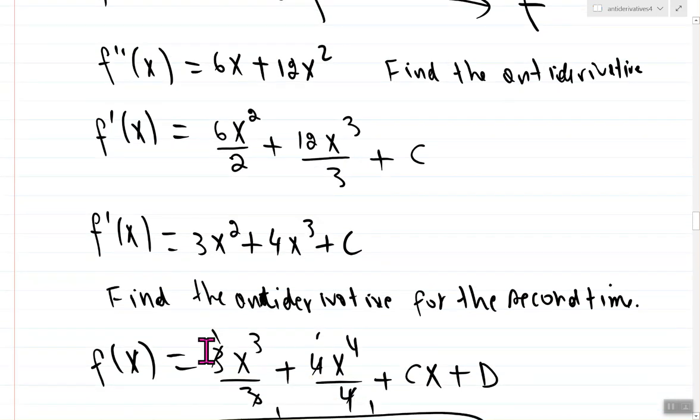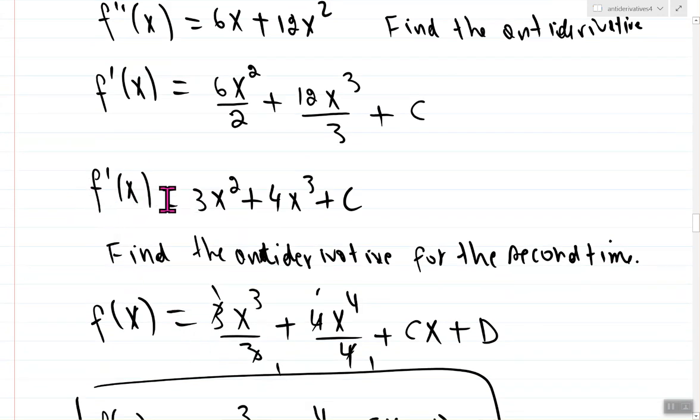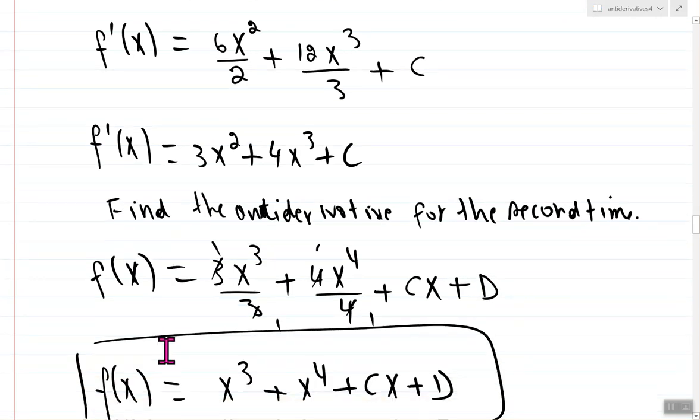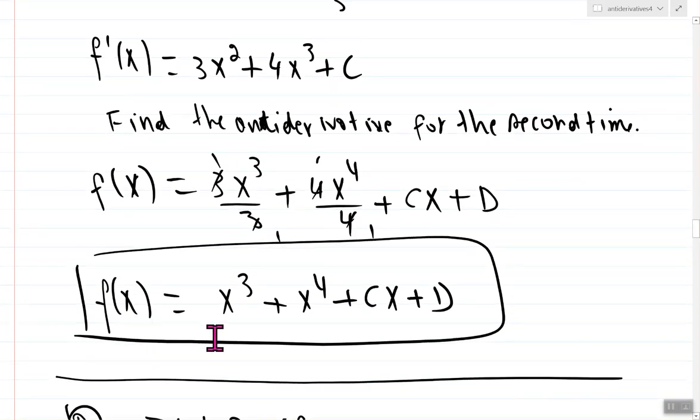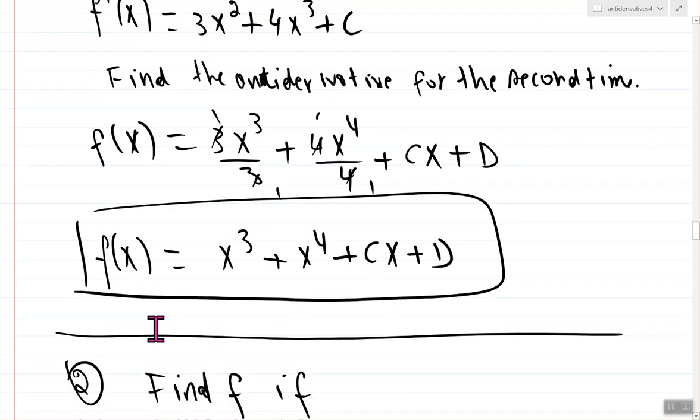Since we want to find f, we take the antiderivative of f prime of x, which is f of x. On the right side, we take the antiderivative of 3x squared, which is 3x cubed over 3, plus the antiderivative of 4x cubed, which is 4x to the 4th power divided by 4, plus the antiderivative of c, which is cx, and then plus d, the new constant. After simplification, we get our function f of x, which is x cubed plus x to the 4th plus cx plus d. That's the function we're looking for.